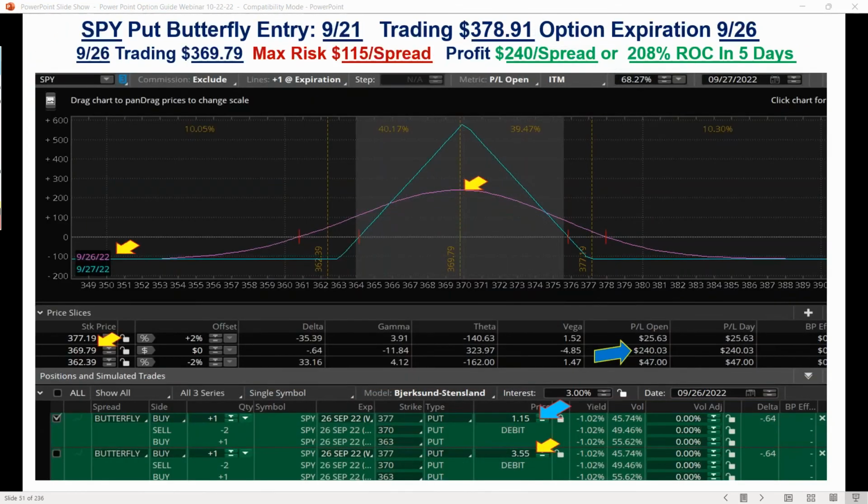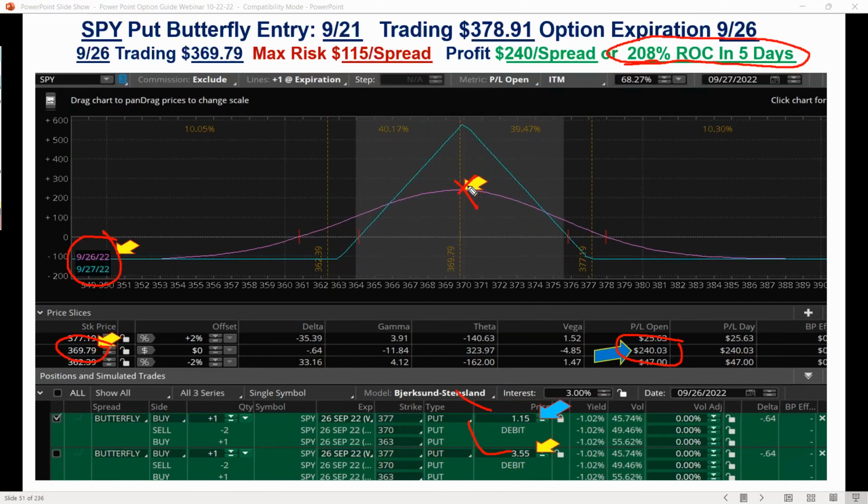Here is where it went out. It wasn't max profit, all that black area is still potential profit, but we took the trade off here on the 26th, when it was trading at 369.79. So this spread went from 115 out to 355, which was a profit of 240 per spread on your risk of 115. That's a 208% return in 5 days. So you can see there's no comparison as far as risk reward, returns, things like that. That's just the basics of a nice wide body butterfly.